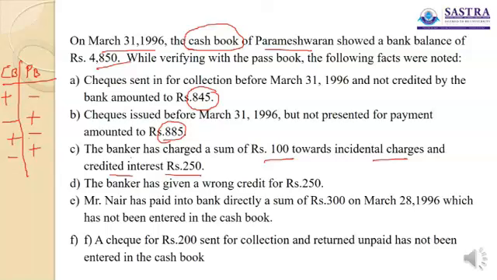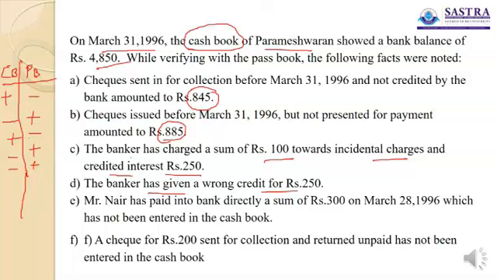The very next is the banker has given a wrong credit for 250. Whenever a wrong credit is given by the banker, that keeps the trader's bank balance higher. Do understand, such a balance will keep the trader's account always higher, but the same balance not yet been brought into the cash book bank column, it keeps the balance minus.